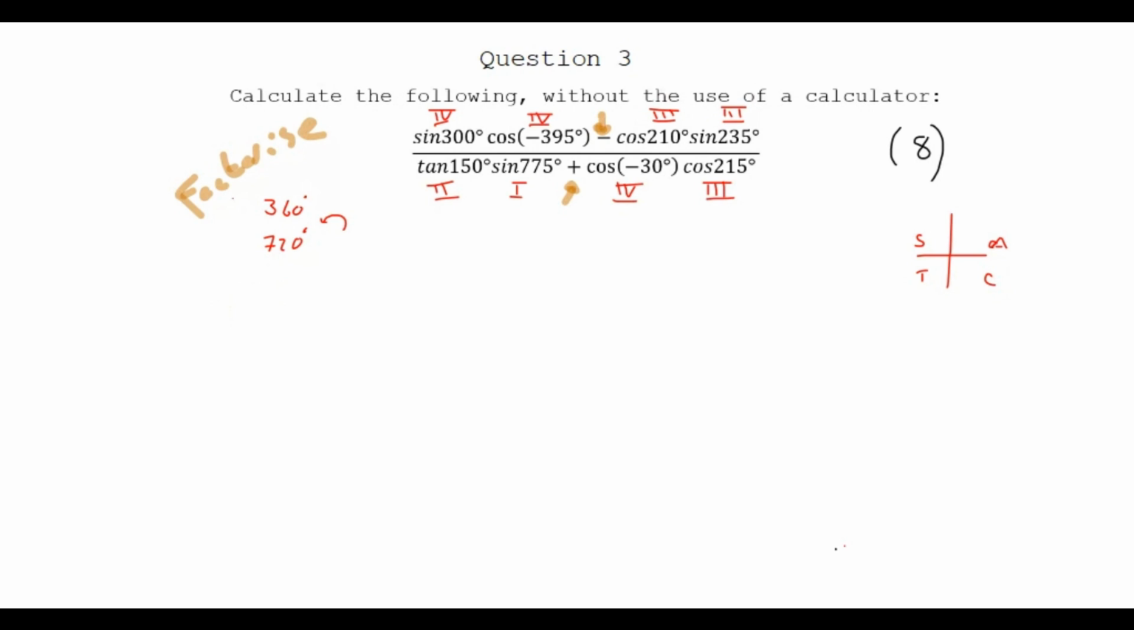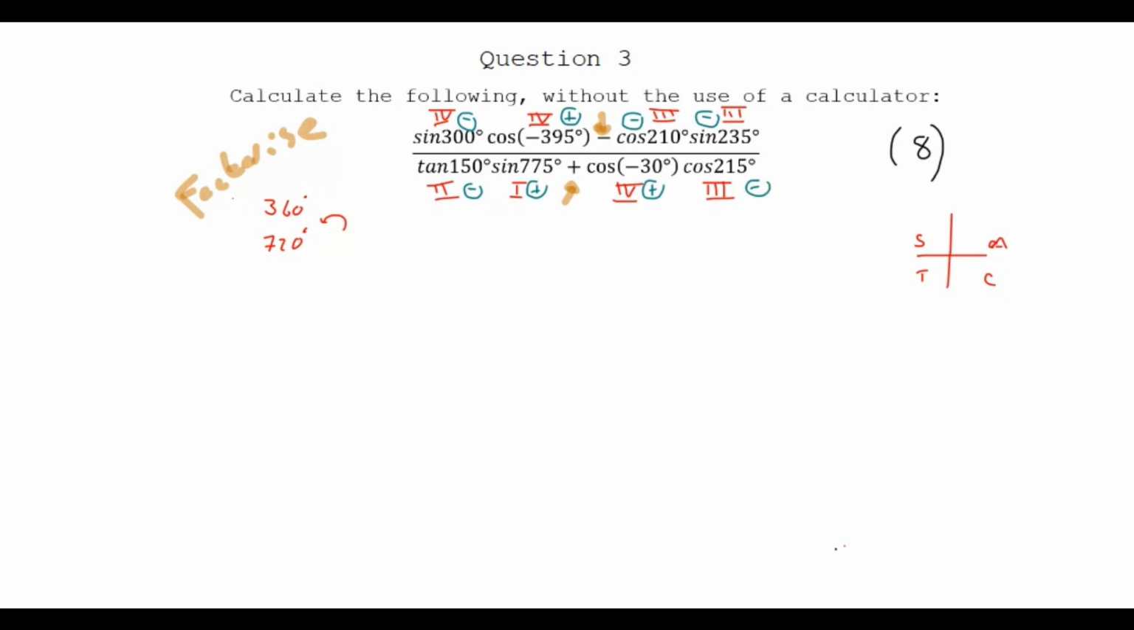Alright, take a breath. No, I'm joking. Let's go on quickly to see the signs. Sine in the fourth quadrant, negative. Cos in the fourth quadrant, positive. Cos in the third quadrant, negative. Sine in the third quadrant, negative. Tan in the second quadrant, negative. Sine in the first quadrant, positive. Cos in the fourth quadrant, positive. This is all based on our CAST diagram. And cos in the third quadrant, negative.